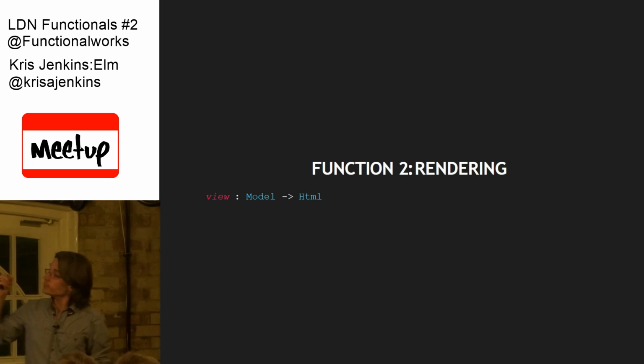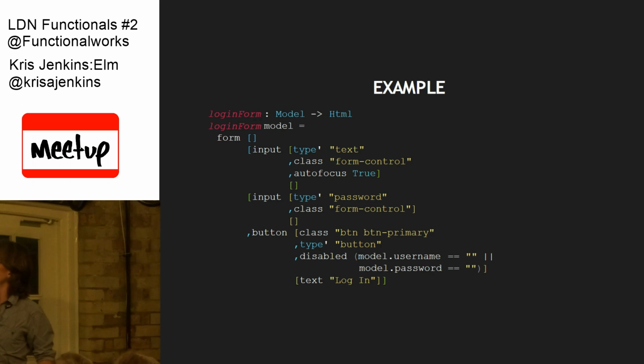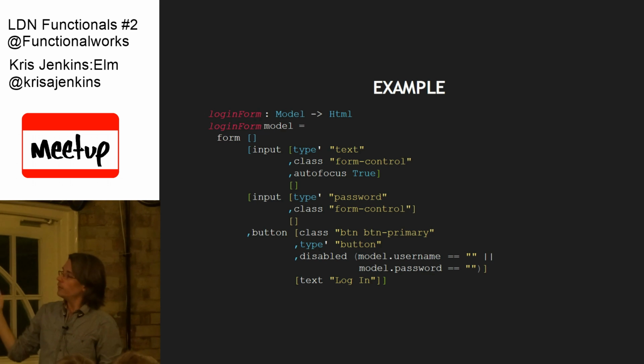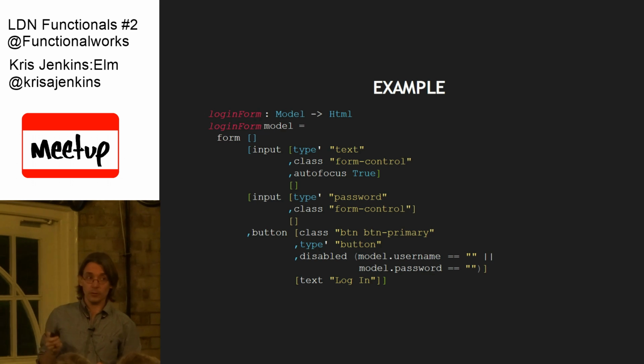Here's an example of that. Here's my login form. If you know Bootstrap and you've used more than one templating library in your life, you can probably read this. You go, oh, it's another templating syntax. But yeah, I can see there's a form here. And there's an input with attributes, and another input with attributes, and a button with some Bootstrap classes. Oh, and I've got fancy. I'm disabling this login button if the username or the password is empty. Simple validation. That, in an ideal world, is what your rendering function would look like.